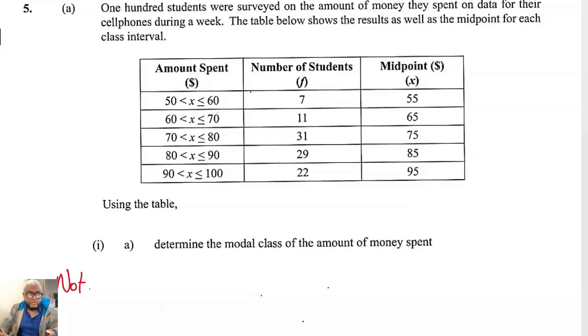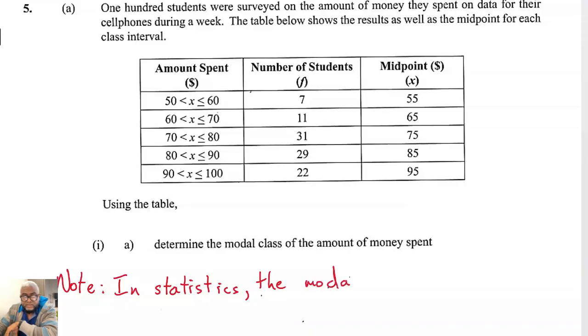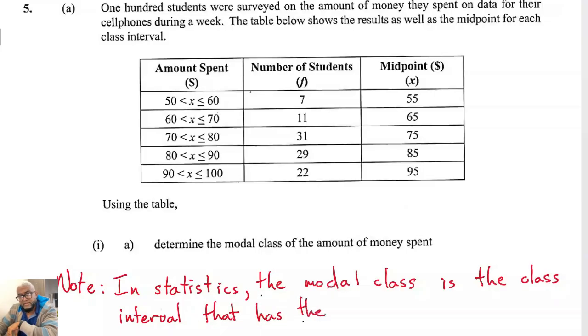Right? So in statistics, the modal class interval, the modal class is the class interval that has the highest frequency. Okay?